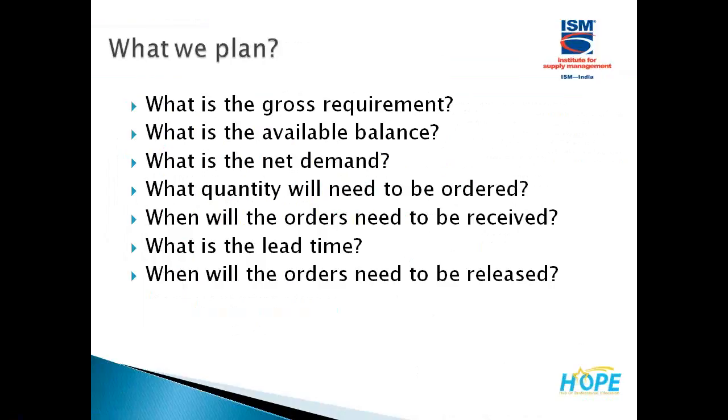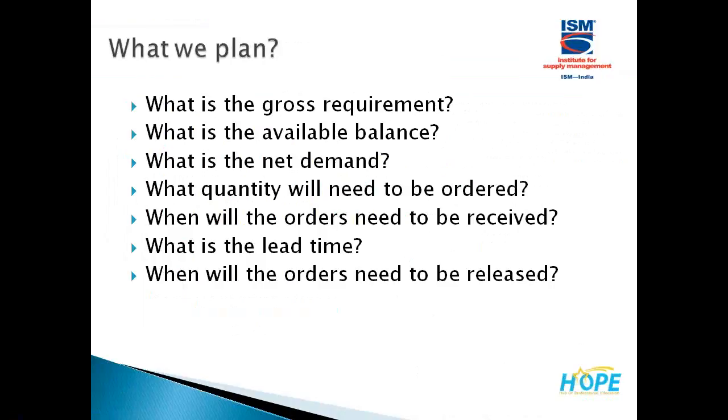So net requirement we can get from the gross requirement. Gross requirement minus available balance is my net requirement. Then what quantity needs to be ordered? Take an example, my gross requirement is 10,000 units, available inventory is 2,000, so my net requirement is 8,000. Now for 8,000 units, what quantity do you need to order? If my supplier is going to supply 8,000 units, then I will place the order of 8,000. If my supplier is supplying a minimum lot size of 10,000, then I will place the order of 10,000.